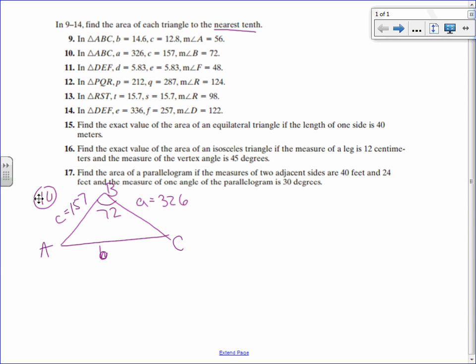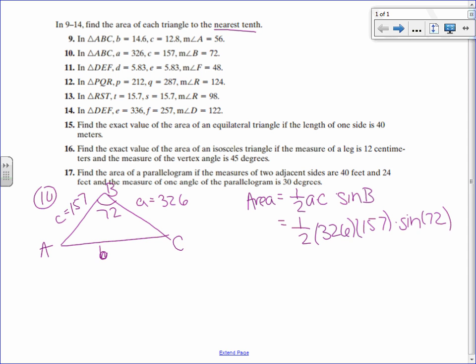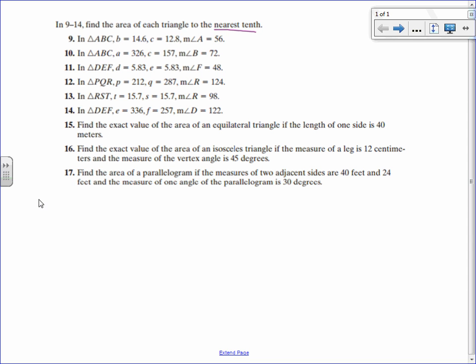So I've got 2 sides and the included angle, so my area is going to equal 1/2 AC times the sine of angle B. 2 sides, included angle. That's going to be 1/2 times 326 times 157 times the sine of 72. And again, round to the nearest tenth. Easy peasy. Number 11, triangle DEF, changing up our variables.